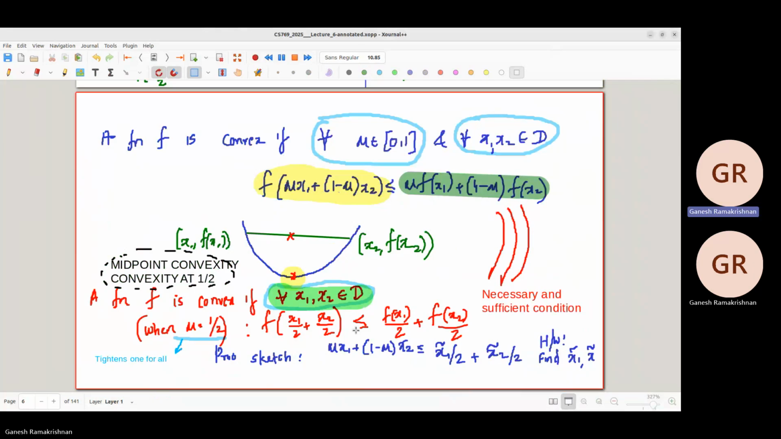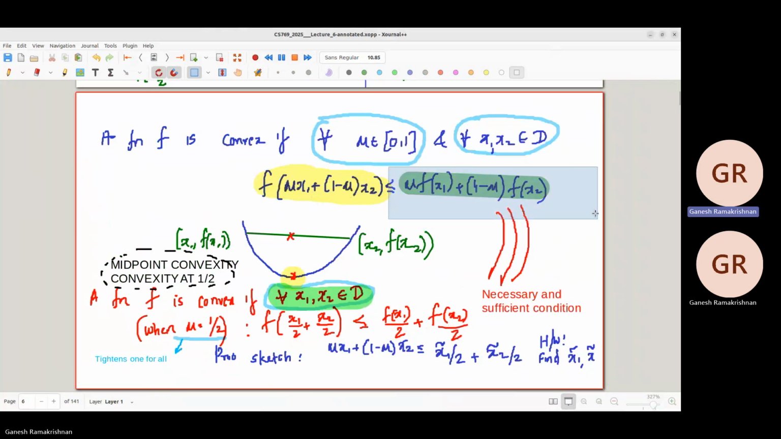You need to find that x1 tilde, x2 tilde such that mu x1 plus 1 minus mu x2 is the same as x1 tilde by 2 plus x2 tilde by 2. Why is that helpful? Then I can substitute for x1 tilde by 2 plus x2 tilde by 2 here. And then what happens? The right hand side is also, by midpoint convexity, f of x1 tilde by 2 plus f of x2 tilde by 2.